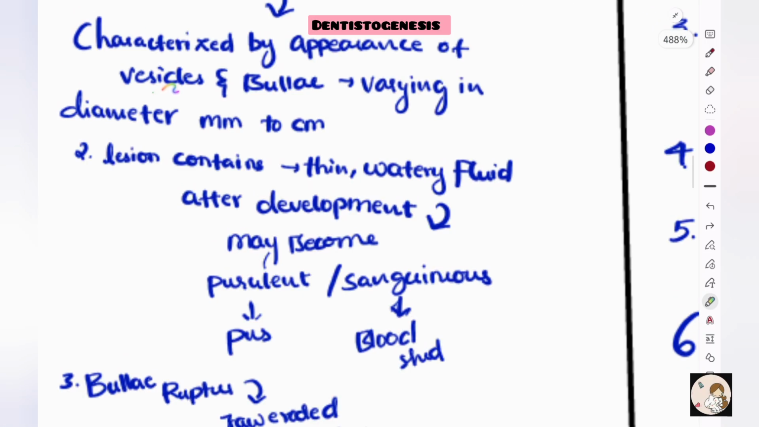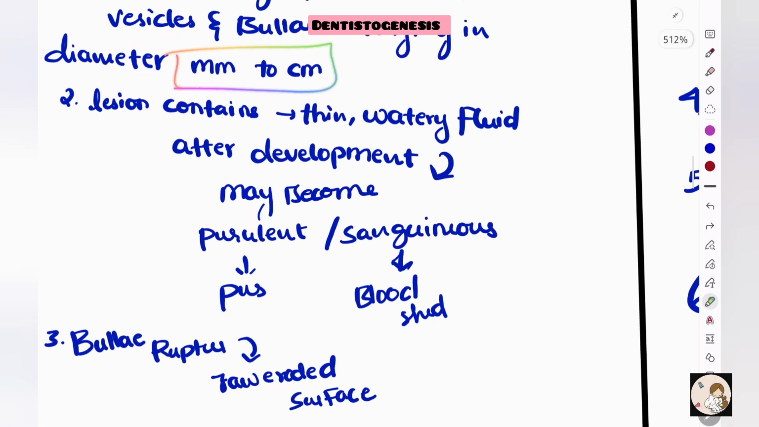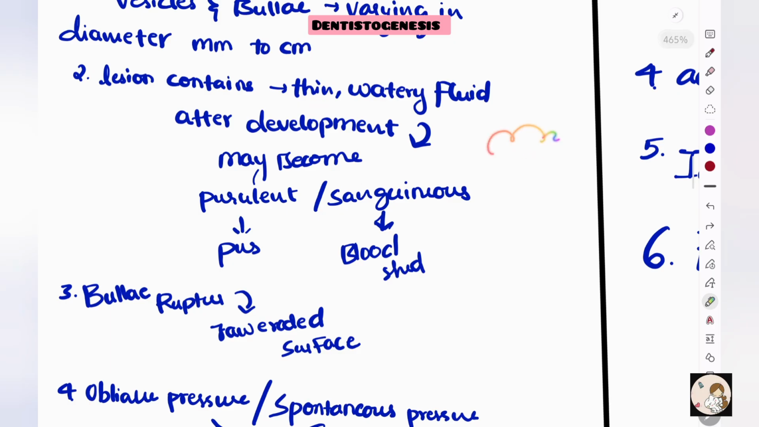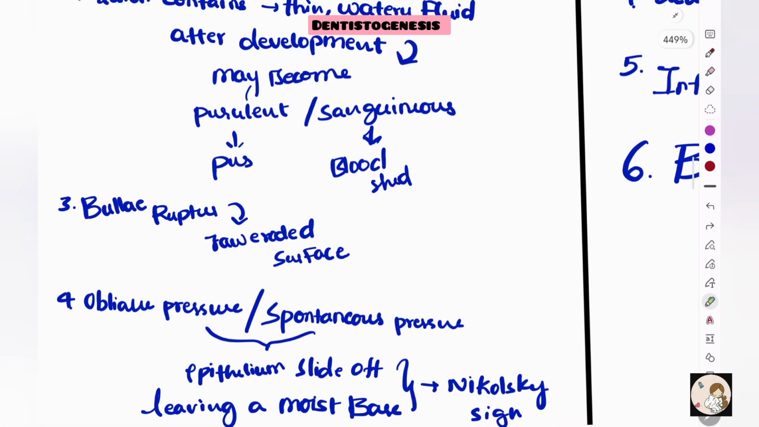Presentation includes, as earlier discussed, vesicles and bulla being formed, and they could enlarge up to centimeters. These lesions, the vesicle and the bulla, contain thin watery fluid, and after development they could become purulent or sanguineous, which includes blood, or they could include pus. If the bulla ruptures, the skin would be raw and eroded on the surface.